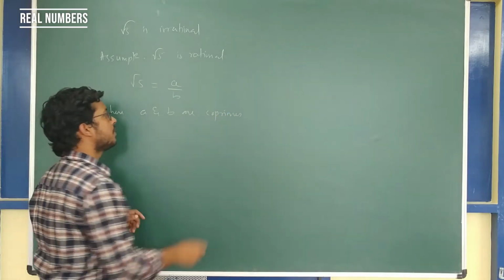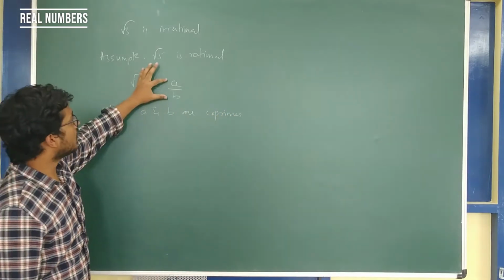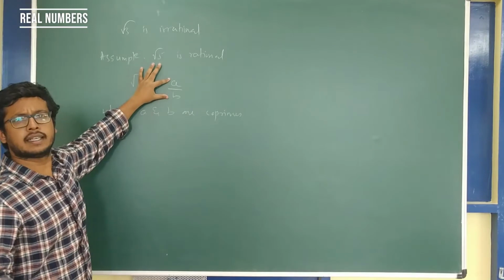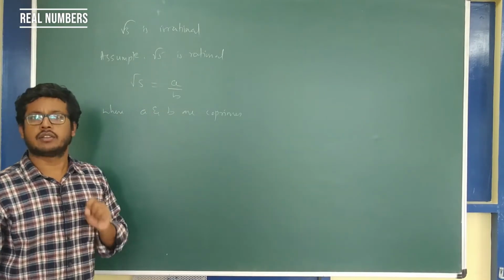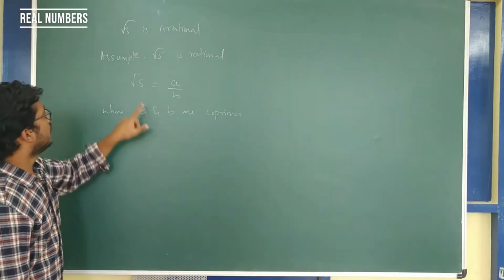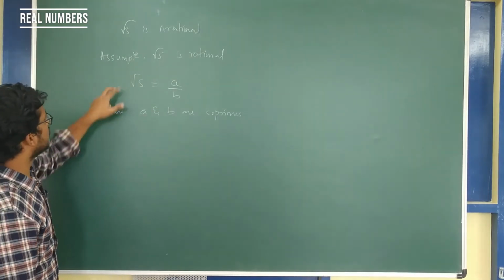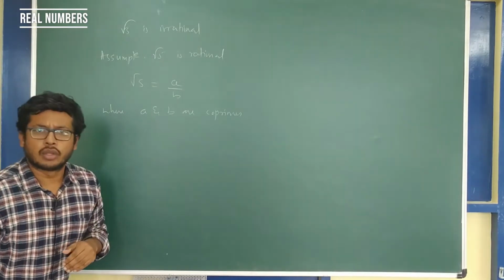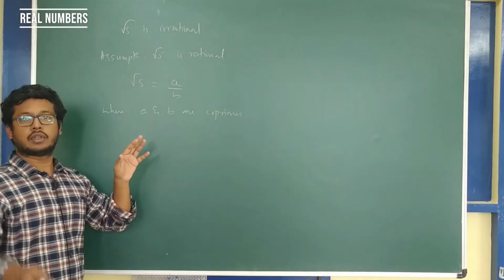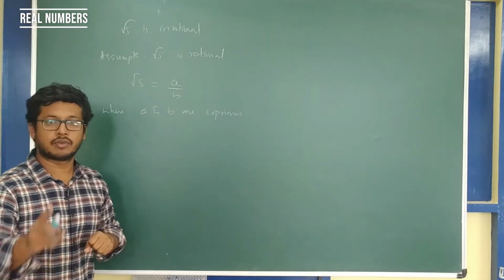When I say a and b are co-primes, it means there does not exist any other number which divides a and b, which means a by b is already in the simplified form. Okay, so let's start this one. If this is our assumption, we will come to a point where a known thing will not be true. Therefore, our assumption must be wrong. So we will come to that point.